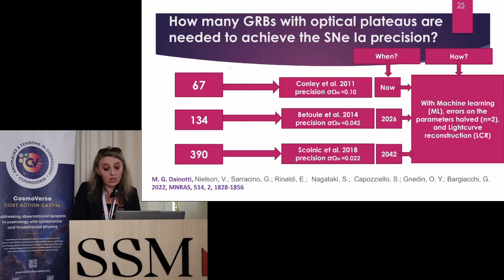But now, the problem is that, as I mentioned before, gamma ray bursts have larger scatter, and also we have a smaller sample. So what do we need to do to make gamma ray bursts standardizable candles, in a way that the intrinsic errors are comparable with those of supernovae? Basically, we would like to ask machine learning for help to reduce the uncertainty on the parameters of the relation, and also to reconstruct the light curve.